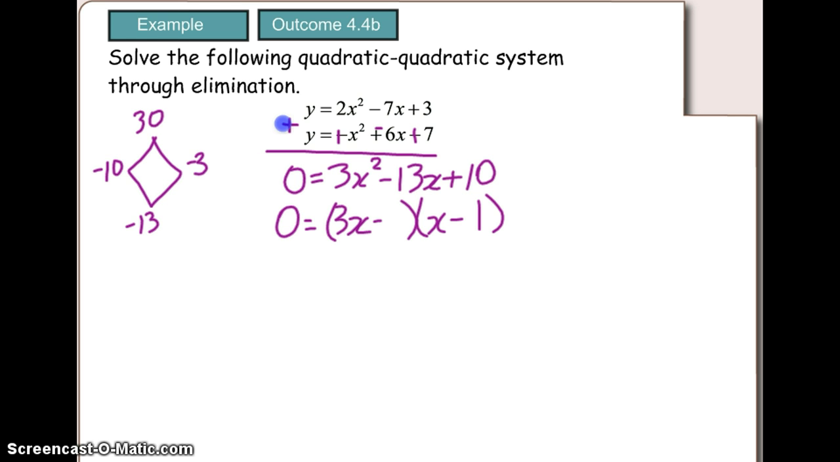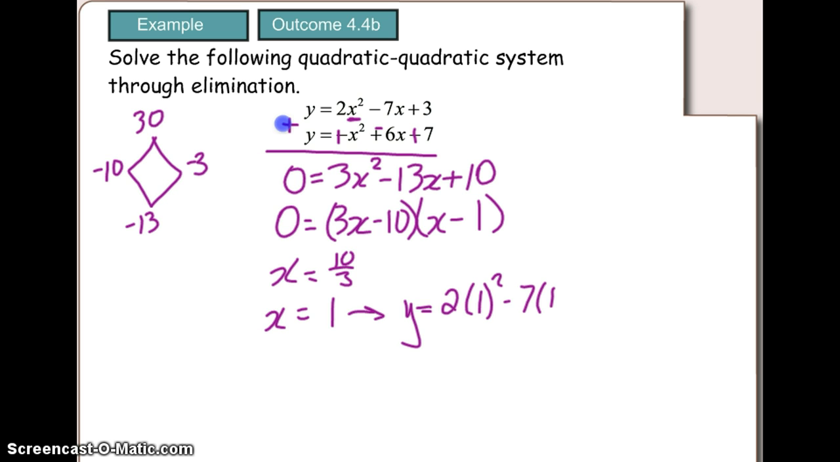So here I filled in my side numbers, and I'm left with two possible solutions for x, one at 10/3 and one at 1. Now I'm going to go through x is equal to 1 first. I'm going to put x is equal to 1 into one of my original equations for x, solve for y. So I have y is equal to 2 times 1 squared, subtract 7 times 1, plus 3. So I'll have 2 subtract 7 plus 3. That'll give me an answer of -2. So I have one intersection point at 1 and -2.